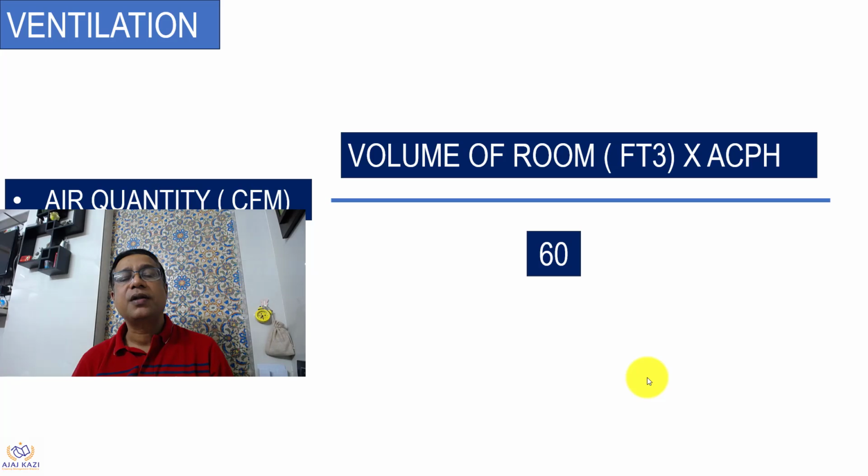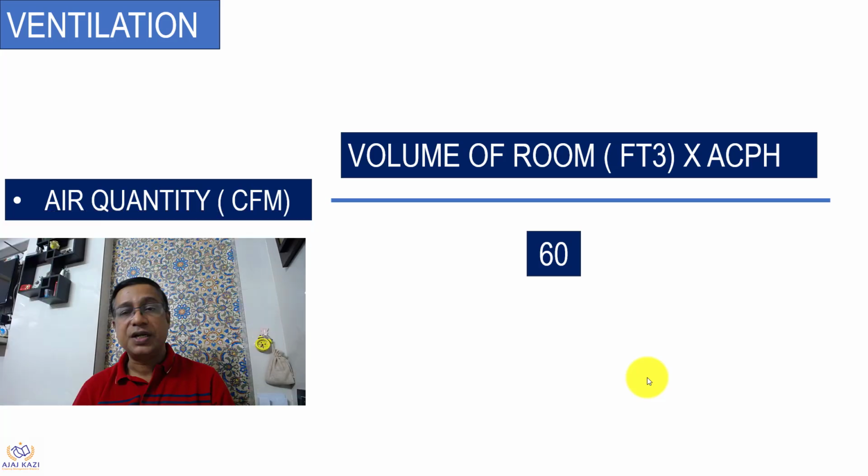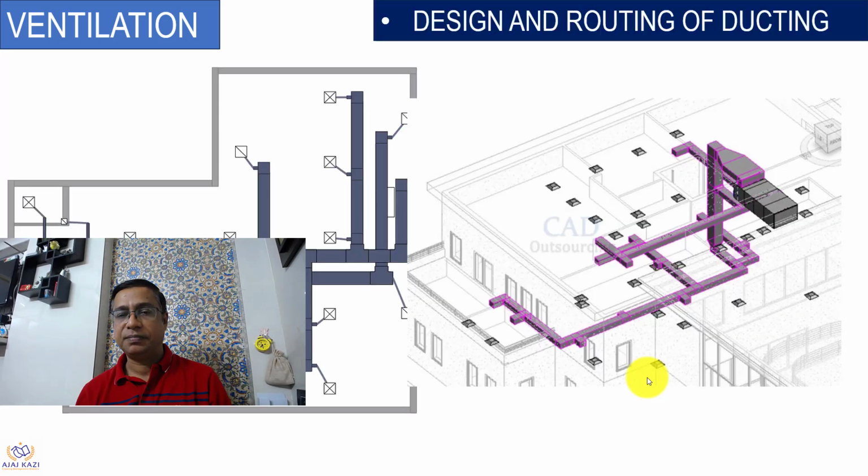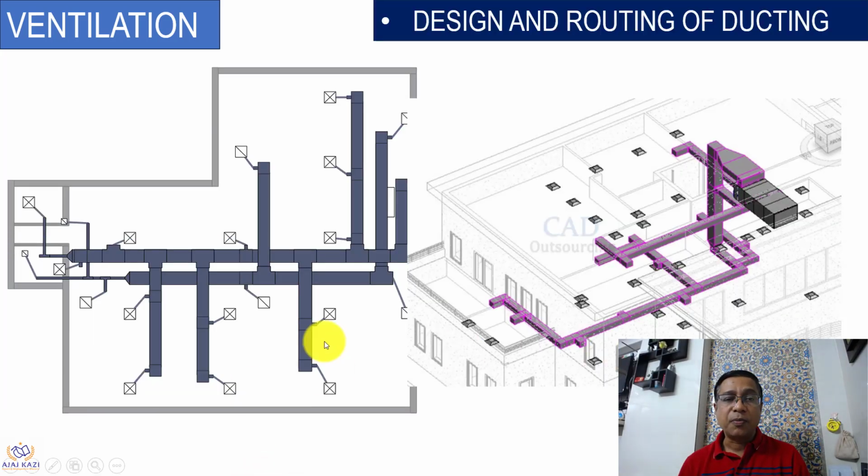How do I calculate air quantity? Obviously, it is volume of the area multiplied by ACPH. When I talk about hour here, then I have to divide by 60 so that I get CFM. Hope it is clear. Volume of the room, which is cubic feet, into ACPH divided by 60 to get air quantity in CFM.